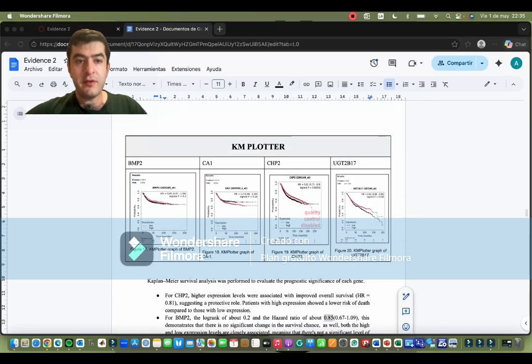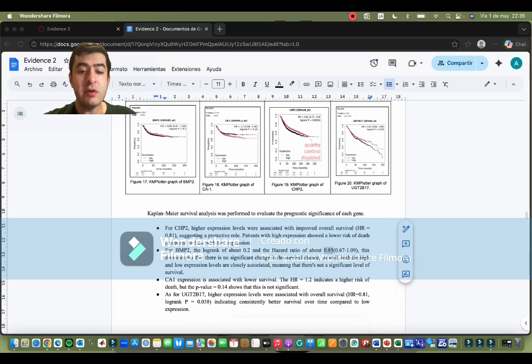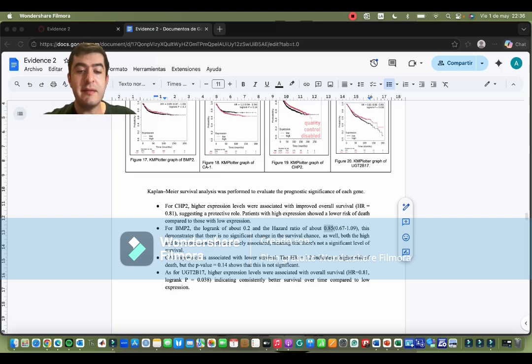For the final part of the analysis, we used the tool KM-Plotter to analyze the survival rate of a patient with colorectal cancer using the selected gene. For the case of the BMP2 gene, it shows that it has no significant impact on this survival rate, meaning that there's no change at all for a patient that has colorectal cancer, even if it has a high expression or a low expression. The survival rate doesn't change at all, meaning that it has no significant impact.